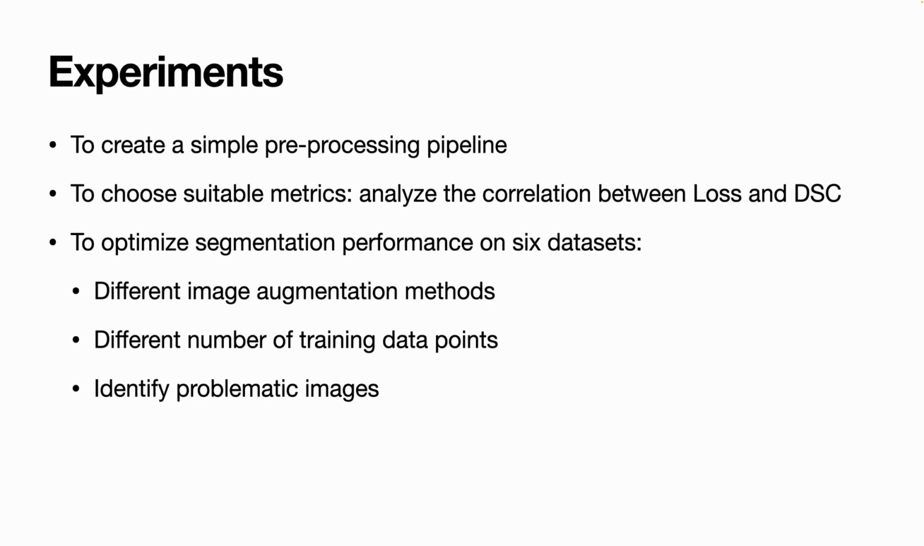After choosing the appropriate metric, the experiment focused on optimizing segmentation performance will be conducted. There are mainly 3 categories: using different image augmentation methods, training with different numbers of training data points, and then identifying the problematic images.